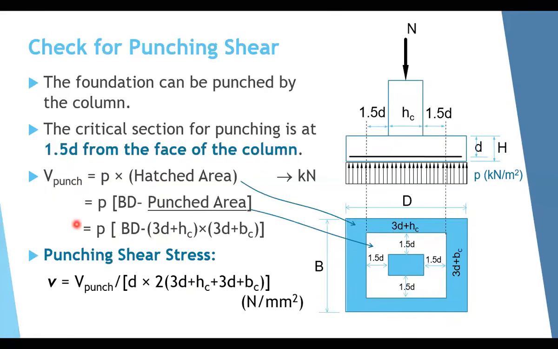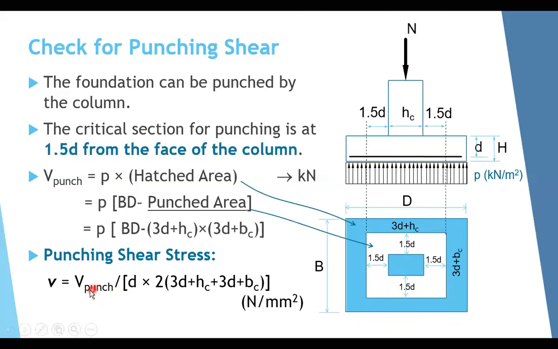Once we have the punching shear force, we can get the punching shear stress. Punching shear stress equals force divided by the area where we have the critical shear or punching shear. This area equals what? It equals this perimeter here, this distance, times the depth of the footing. So the critical section here where we will have a punch will be through this perimeter of the punched area multiplied by this depth.